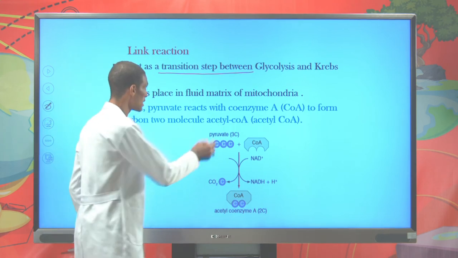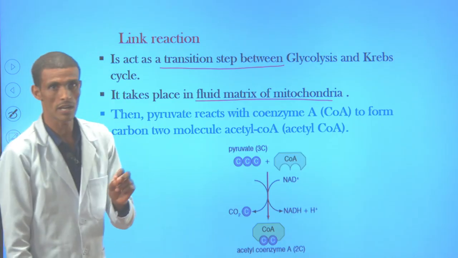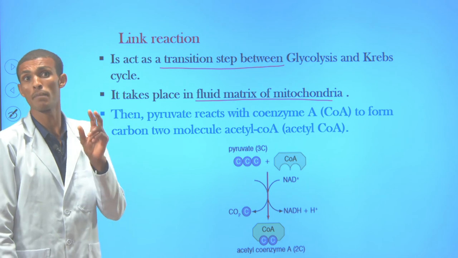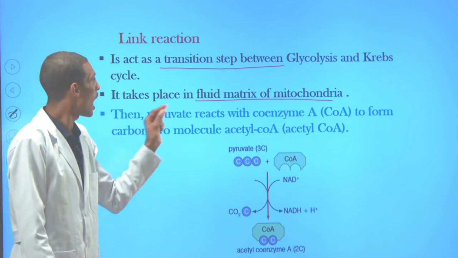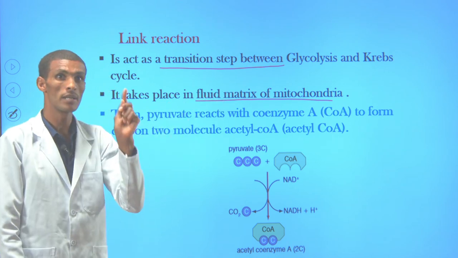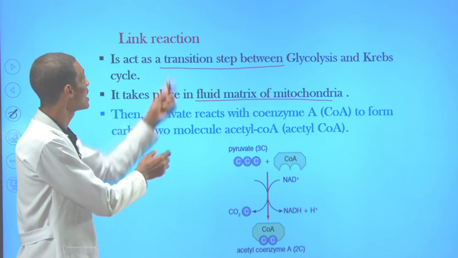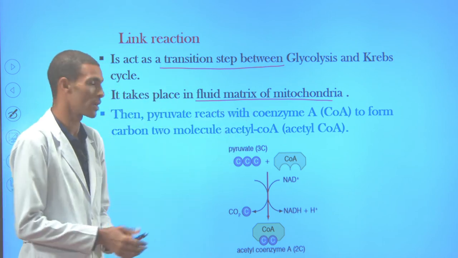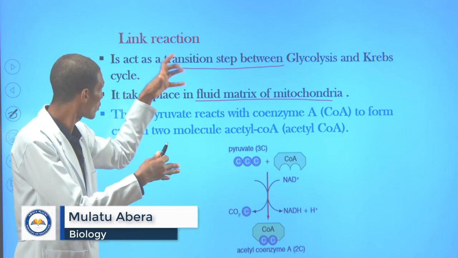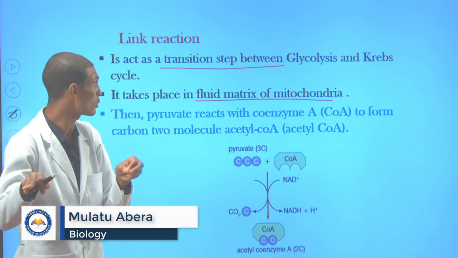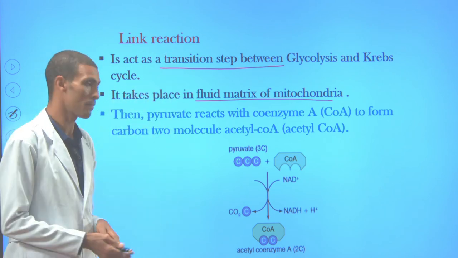This step takes place in the fluid matrix of mitochondria. Mitochondria, releasing energy aerobically, are bounded by two membranes. One is the outer membrane, the other is the inner folded cristae, whereas the link reaction takes place aerobically in the matrix. It is a linking stage. The product of glycolysis is linked to the Krebs cycle by this step.